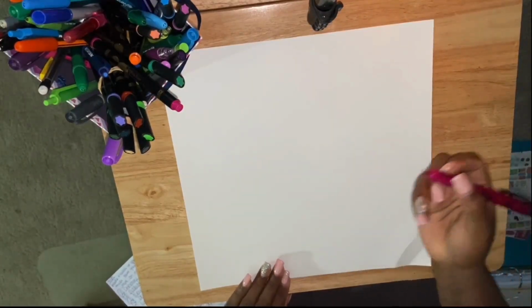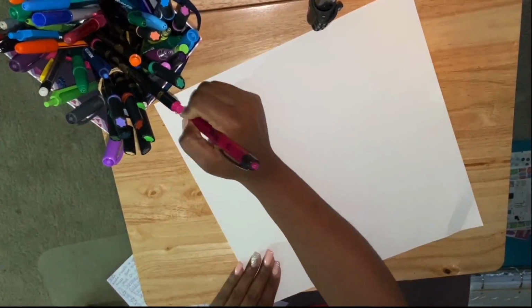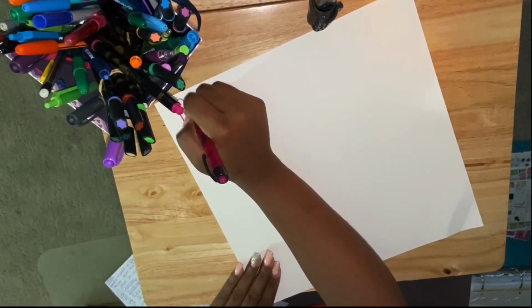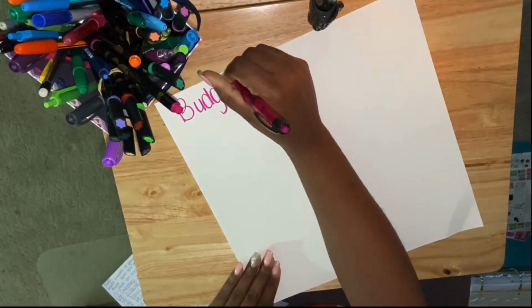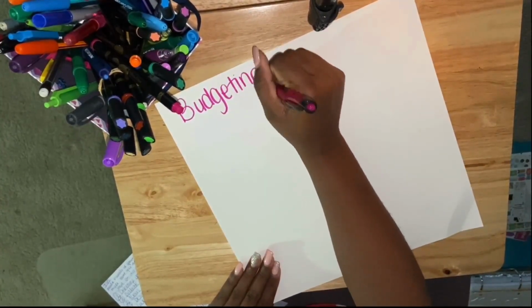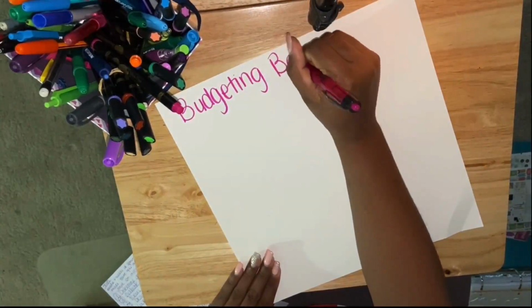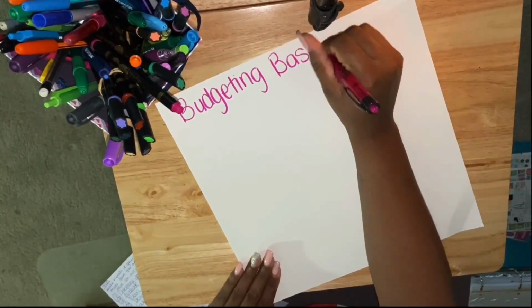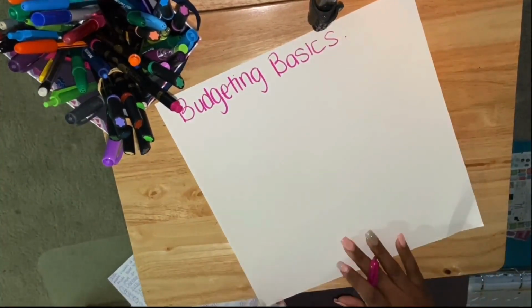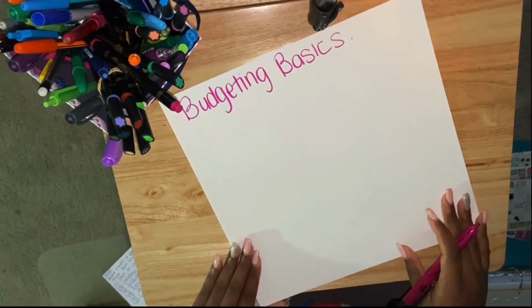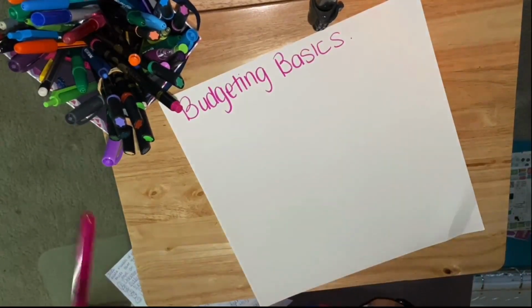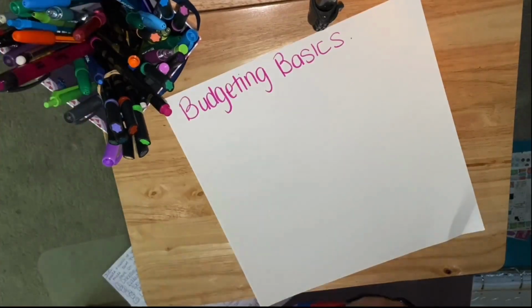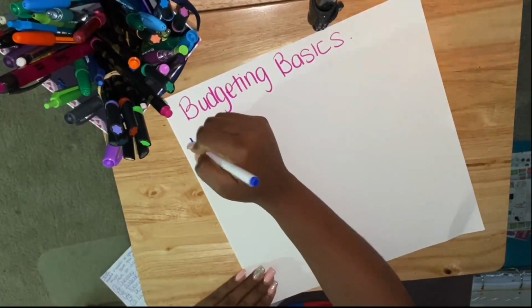All right, so we are going to be talking about the budgeting basics. All right, and as we all know, everything has steps to succeed in everything. So the first step would be to determine your income.